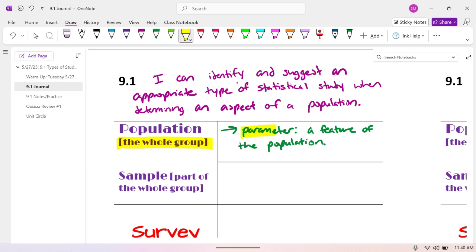All right, so by parameter, it's a feature of the population. What I mean by feature, just as some examples, mean, standard deviation, median, those can all be features of the population. All right. Typically, those are defined using these symbols. So, for example, mu, which is what we use for mean, standard deviation, which is sigma.